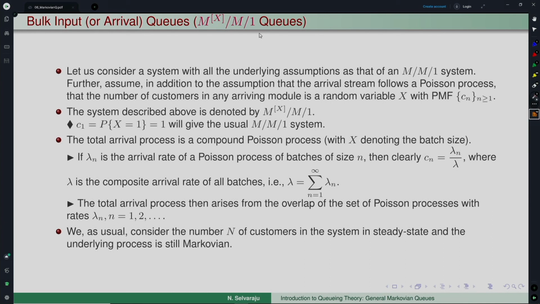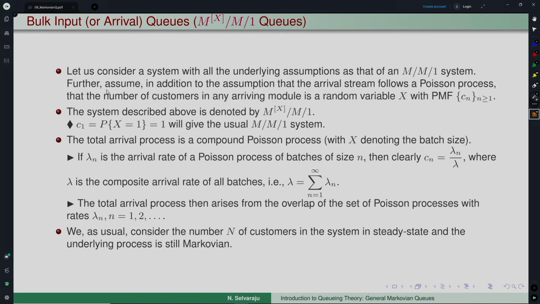So, what is the description of the system? This has all the underlying assumptions that we had for an M/M/1 system. The arrivals happen according to a Poisson process with rate lambda, service times are IID exponential with parameter mu, there is a single server, infinite capacity for queuing, first come first serve, and no dependency between the arrival process and the service process. All the assumptions that we had for M/M/1 still hold true in this case.